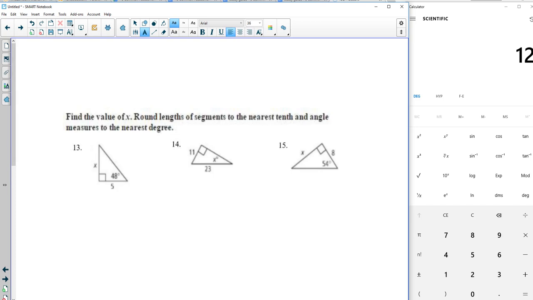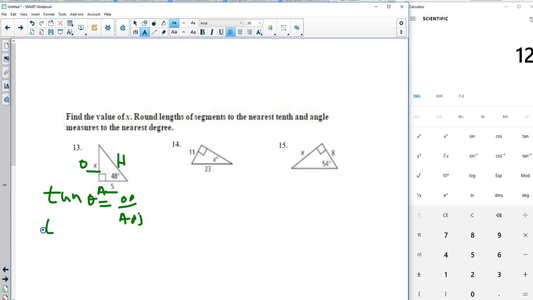Okay, now we're trying to use trig functions. With the trig functions, you have to figure out what sides and angles we have. So in 13, we have the angle 48, an opposite of angle 48 and an adjacent to angle 48. So we're going to use tangent because this is opposite, this is adjacent, and this is hypotenuse. We don't have anything for hypotenuse, so we have to use opposite over adjacent. So tan theta is equal to opposite over adjacent.